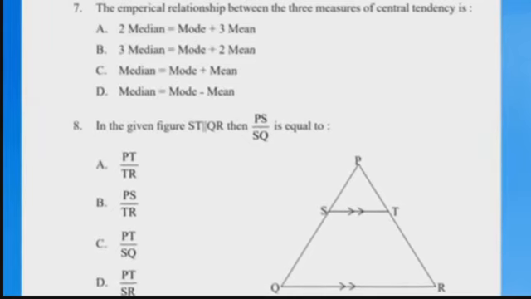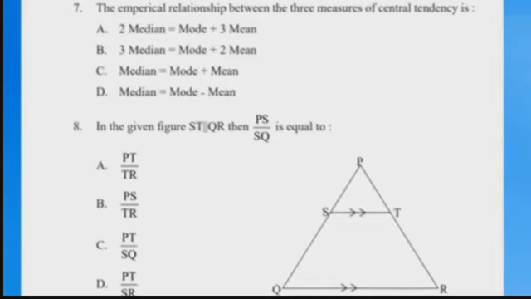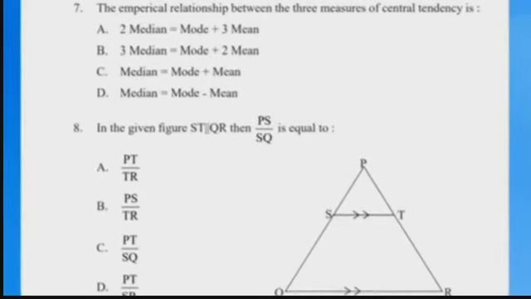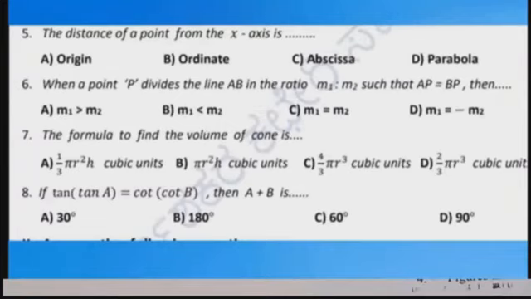So which option is right? The A option is right, PT by TR. Okay, so now we'll move on to the next question. The next question is, when a point P divides the line AB in the ratio M1 is to M2 such that AP equals BP, then 4 options they have given.